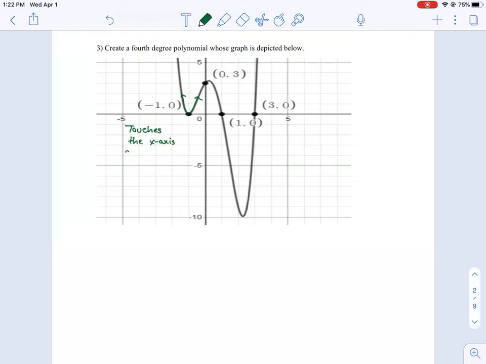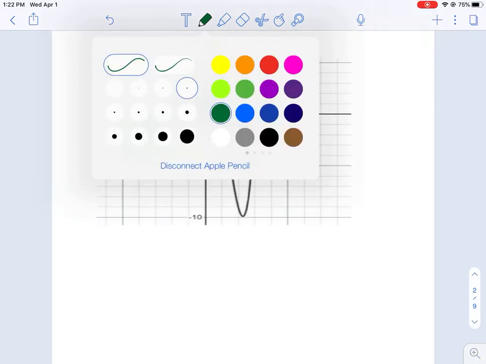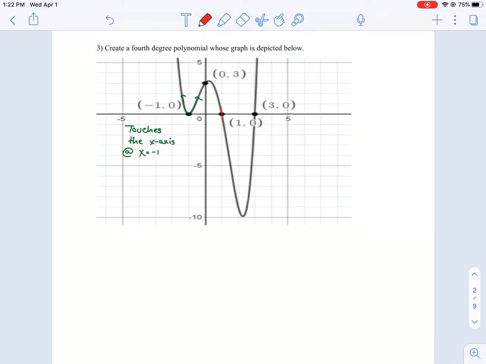the graph touches the x-axis at x is equal to -1. The graph crosses the x-axis at x is equal to 1 and x is equal to 3.